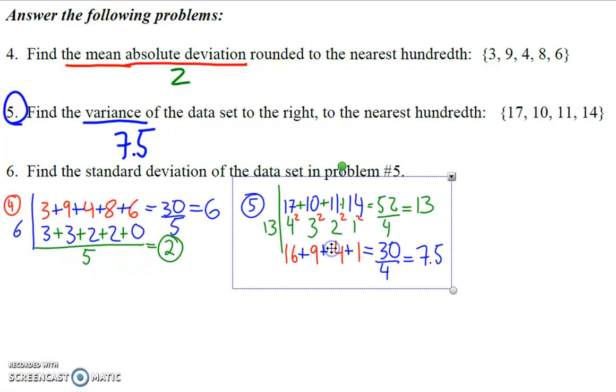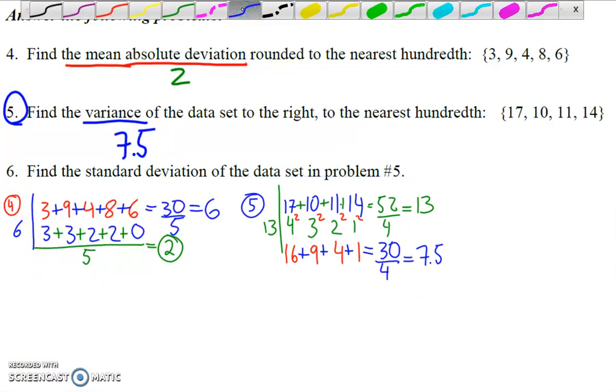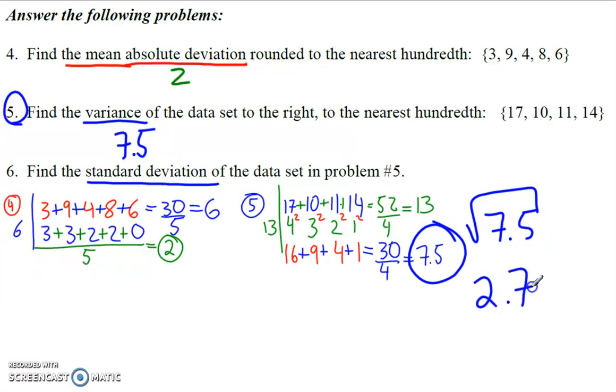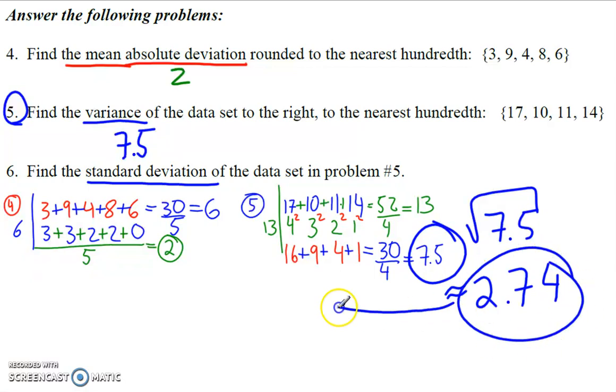Now, in order to find the standard deviation of the same data set, all I have to do is take the variance and find the square root of it. So 7.5, square root of 7.5 is approximately 2.74. And that is the standard deviation.